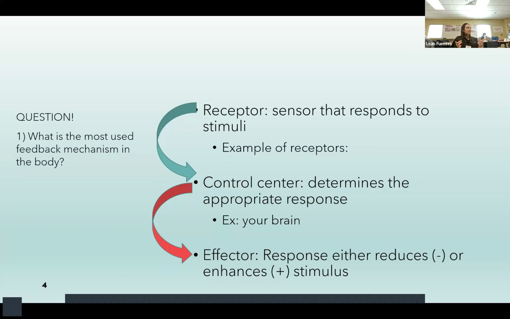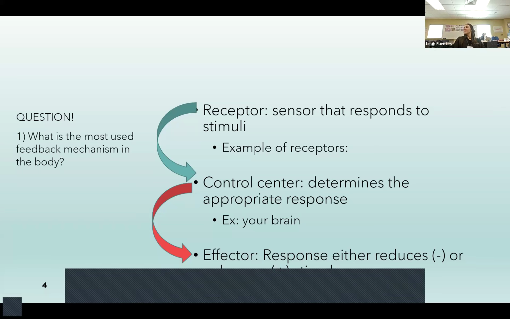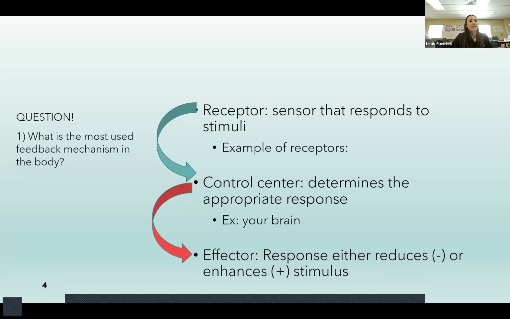Positive? Anybody else? We'll say negative. So we have one positive. Negative. Negative. It's negative. So negative feedback is going to be the most commonly used in the body, and that's because it's kind of always going.